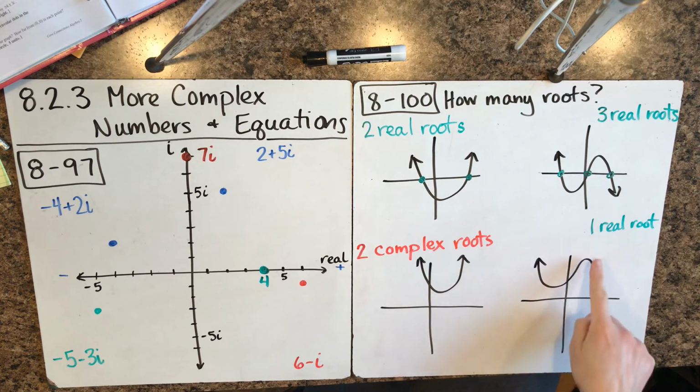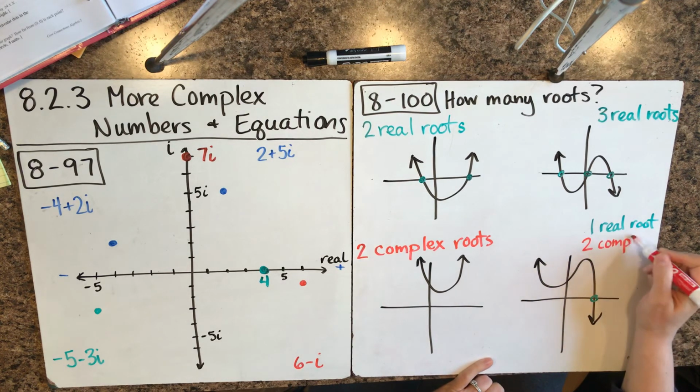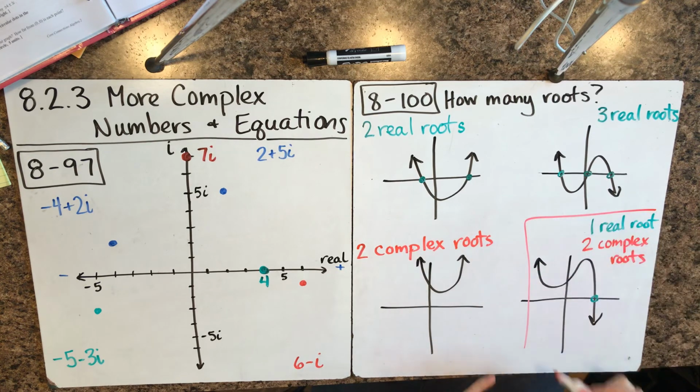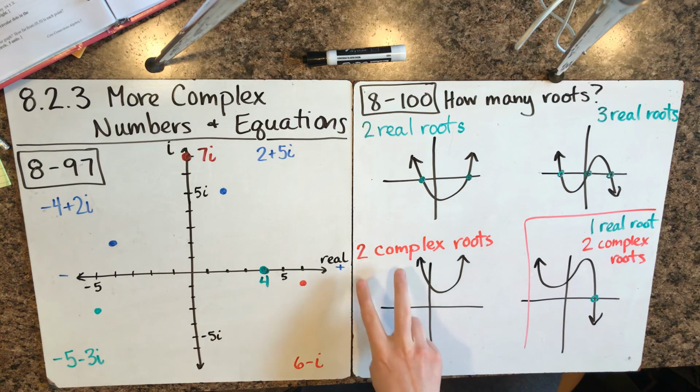So this down, up that never hits the x-axis, that accounts for 2 complex roots. For a total, okay, this graph has a total of 3 roots. Okay, down, up, down, 3 roots. 1 is real and 2 are complex. Remember, complex roots or imaginary numbers always come in pairs. That's that plus or minus the square root of a negative number that always comes in pairs.